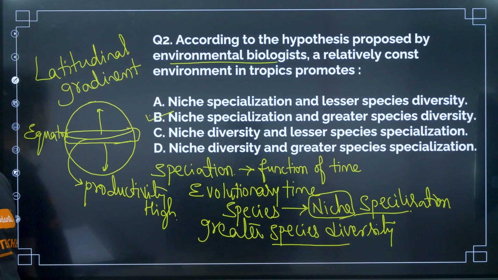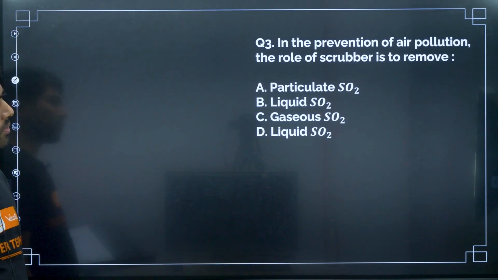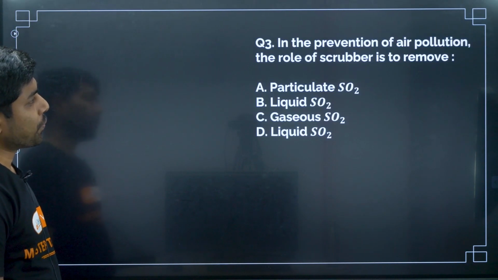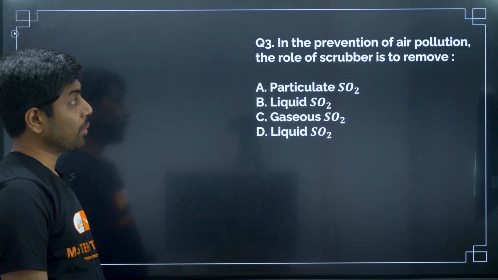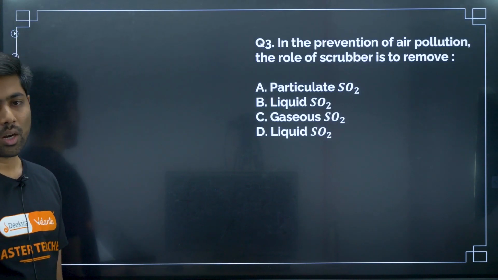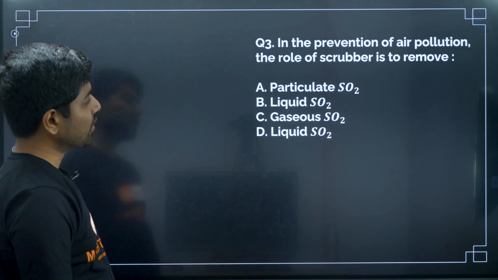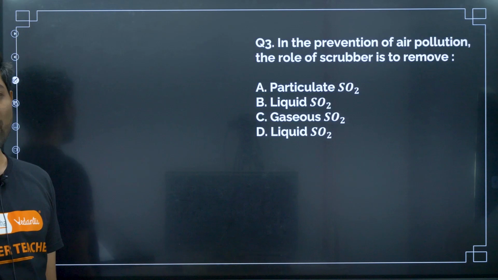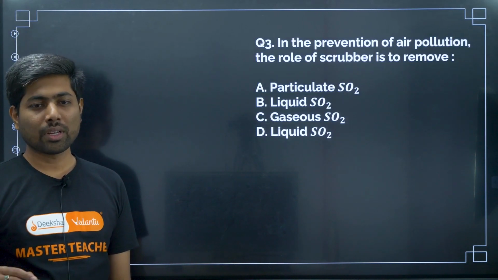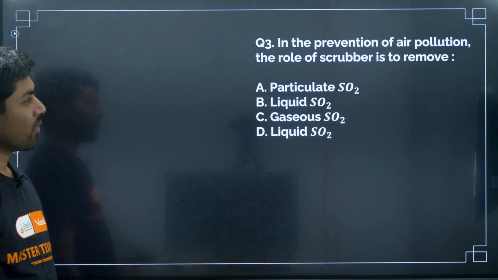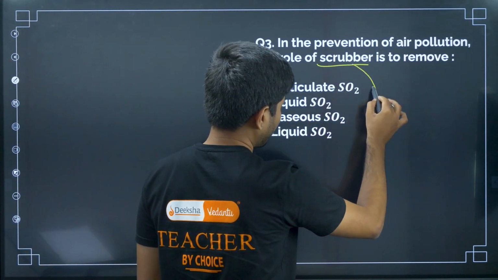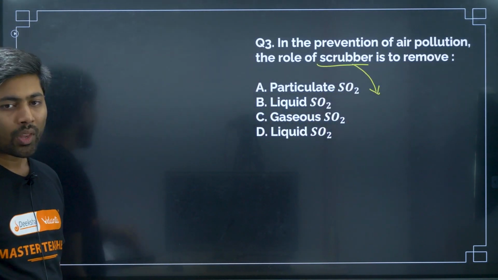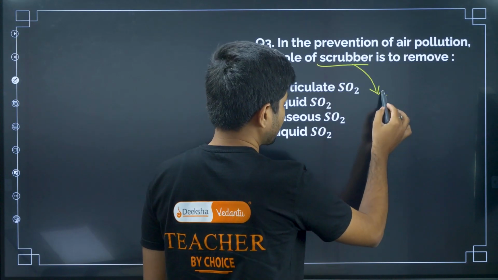Clear? Now look at question number 3. In the prevention of air pollution, the role of scrubber is to remove what? Now this is a question from the deleted portion. The pollution chapter, the topic has been deleted, therefore this is a question from there. Now scrubbers are instruments which remove gaseous particles.